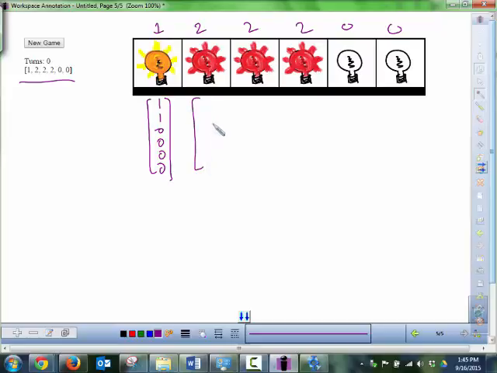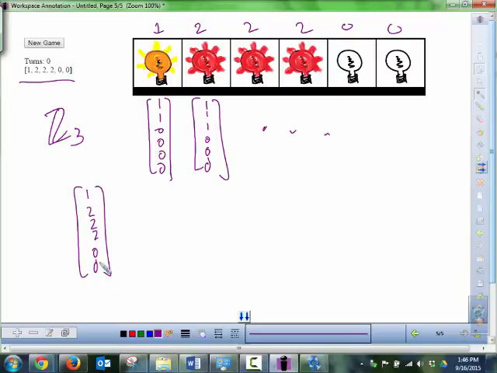So we can think about these click vectors as being the same vectors as the other one. So we can set up the same game, except now we're in Z3 instead of Z2. So the question is, what do we do with 1, 2, 2, 2, 0, 0? How many times do we click on 1?